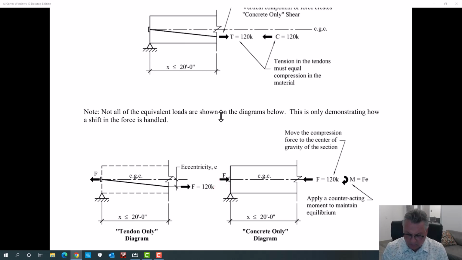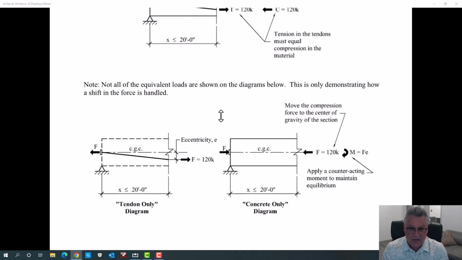But we're going to do something. We are going to take it from where it exists, and we're going to move it up to here. In fact, we're always going to do that. We are always going to take the force wherever it exists on the concrete and place it at the center of gravity of the concrete.